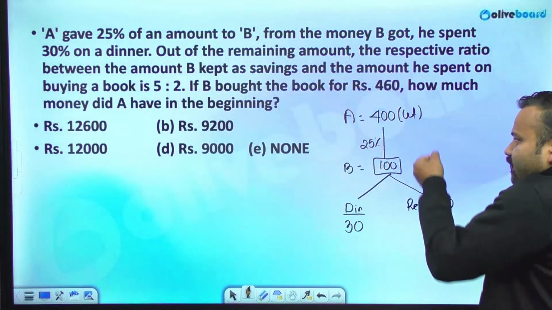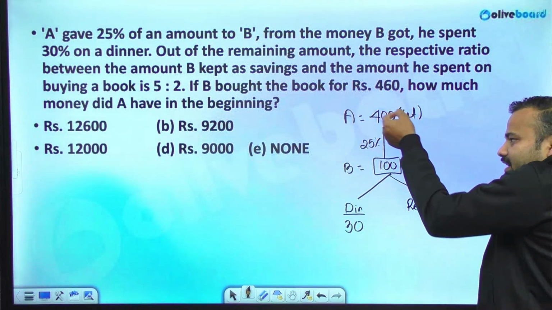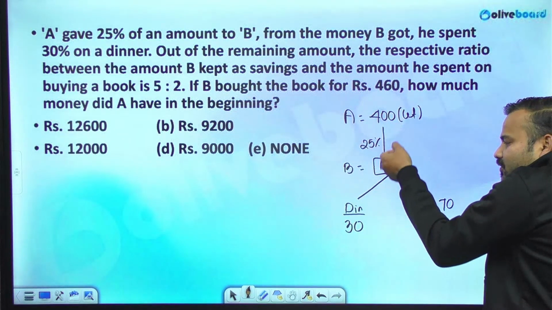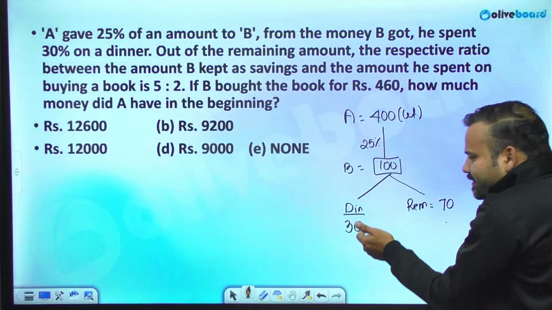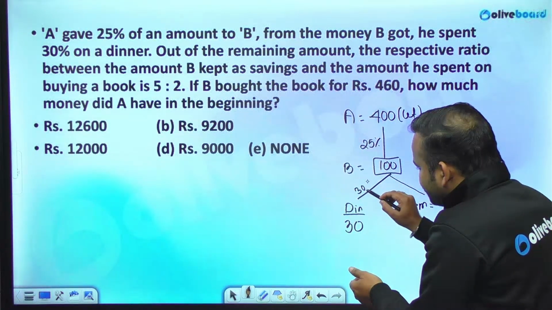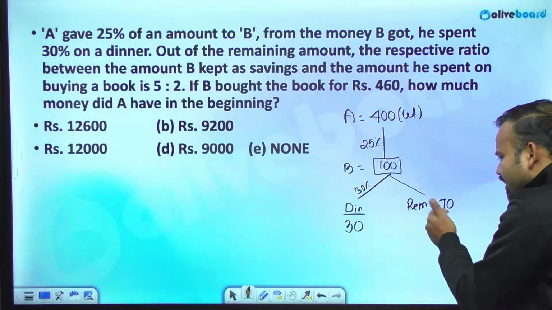So out of 400 which A has, 25%, that is 1 by 4, is the amount given to B. 100 rupees is the amount given to B. Out of this 100 rupees, B spends 30% on dinner. So that is 30 rupees, and the amount left is 70 rupees.